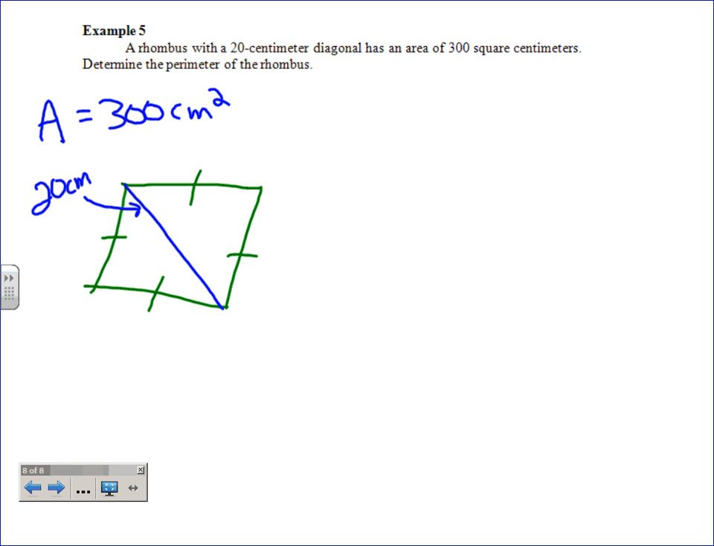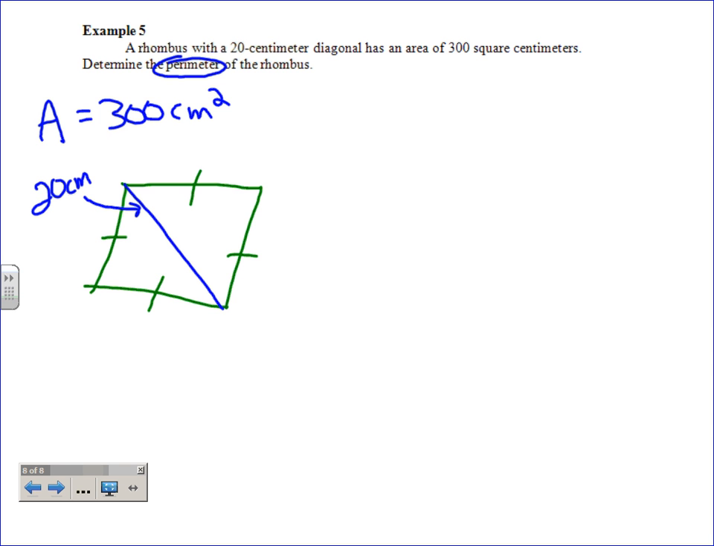Here's the tricky part of this one. It wants the perimeter. What's perimeter again? It needs to add up all the sides, right? Do I know that top side or that one on the right or the one on the... Do I know any of them? No, but if I could find one of them, I would know them all.